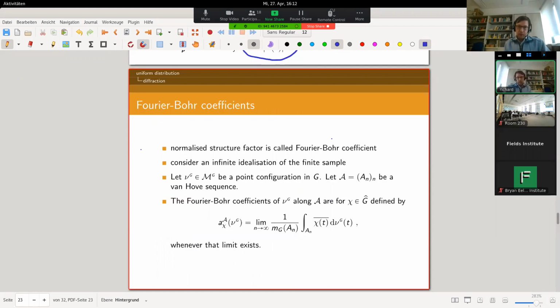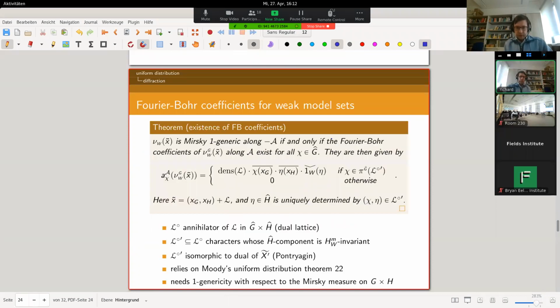So the structure factor, appropriately normalized, is called Fourier Bar coefficient. And of course, if you're analyzing this, we think of an infinite idealization of the finite sample. So we start now with a point configuration on G, and we try to build this limit where we insert plane waves and integrate over it. And in general, this is done by characters, as this definition here shows. So this is called Fourier Bar coefficient. Here's the result: existence of Fourier Bar coefficients for weak model sets.